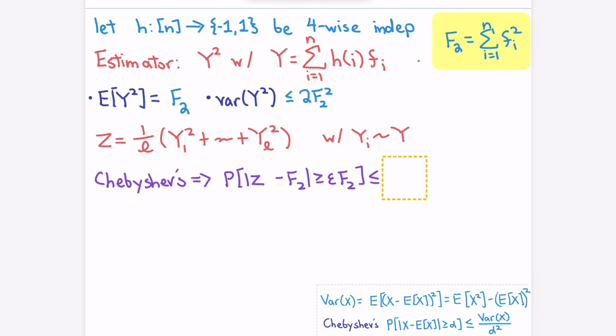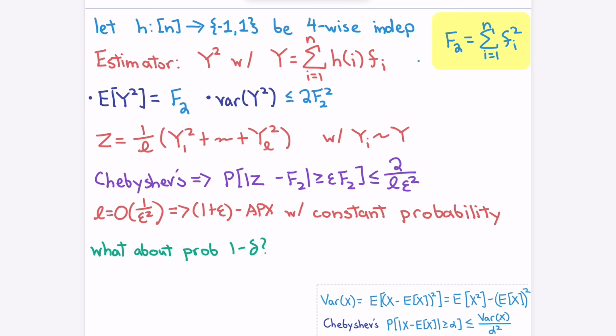Okay, so here, just plugging in, you're going to get this 2 over L epsilon squared. So if you want that to be at most 1/2, you should be setting L to be something proportional to 1 over epsilon squared. Okay, simple enough. So now, just by taking averages, we can get arbitrarily good accuracy with constant probability. Whatever the accuracy parameter, you're paying 1 over epsilon squared now.